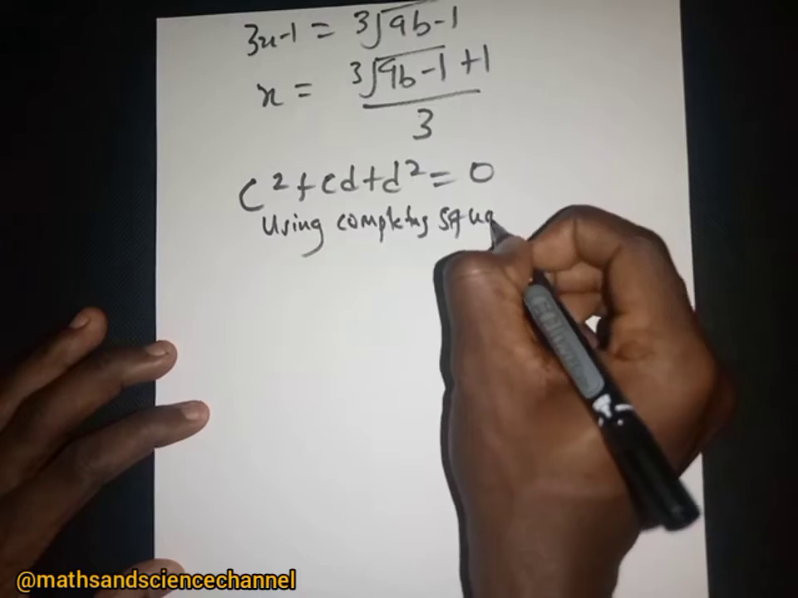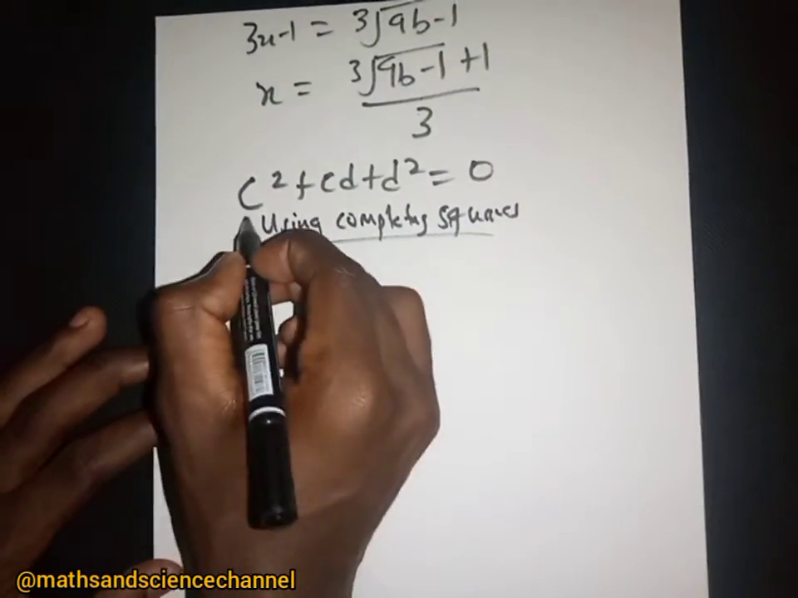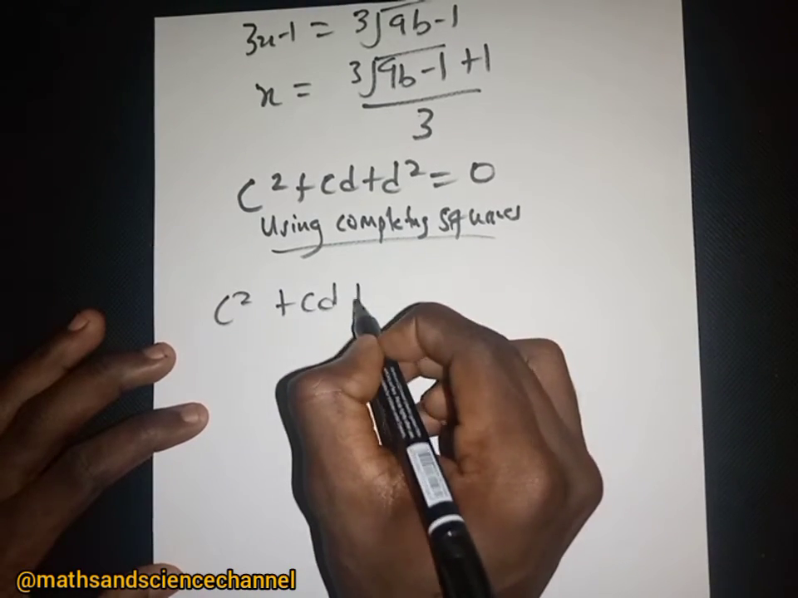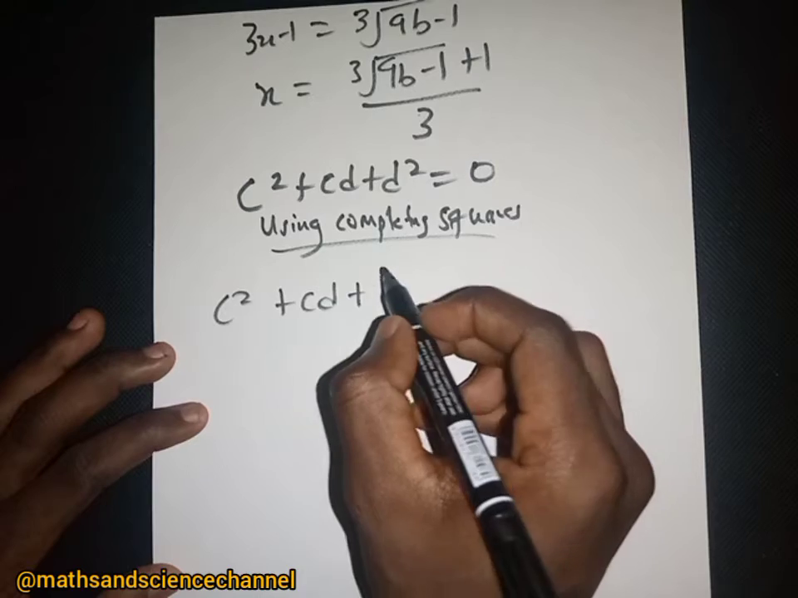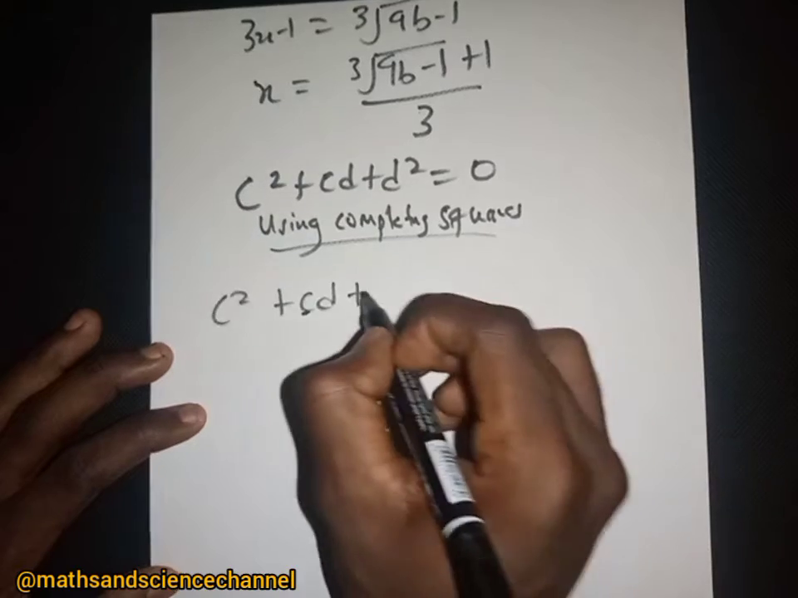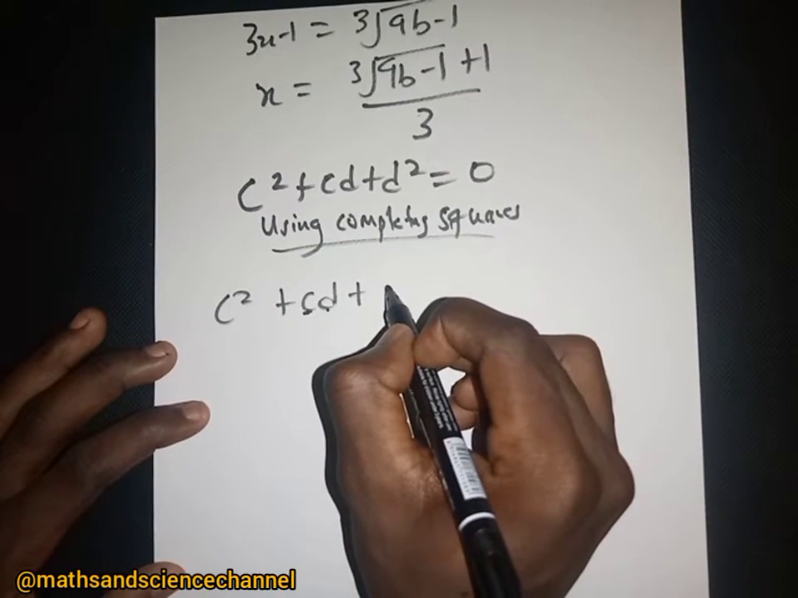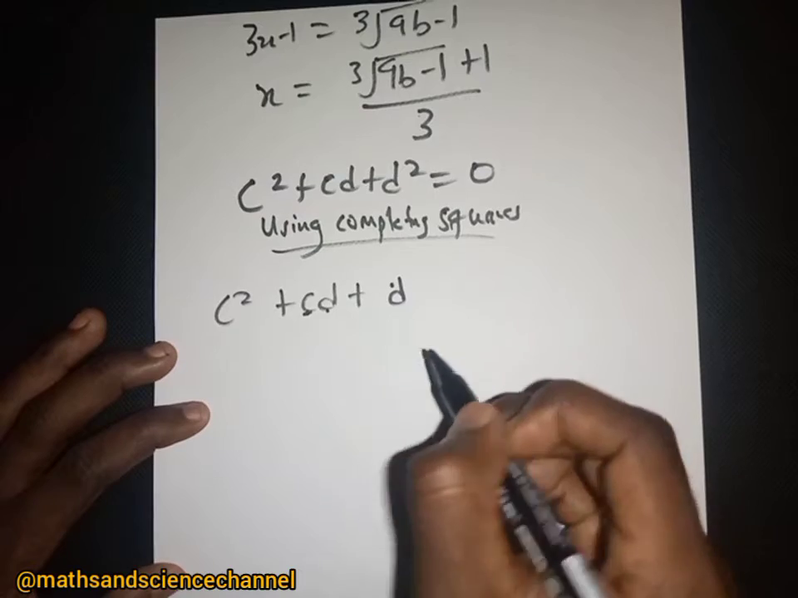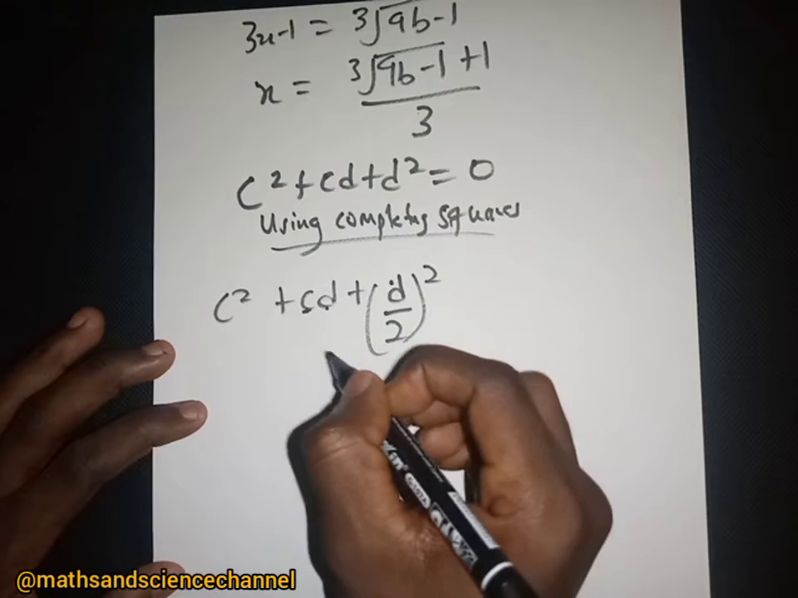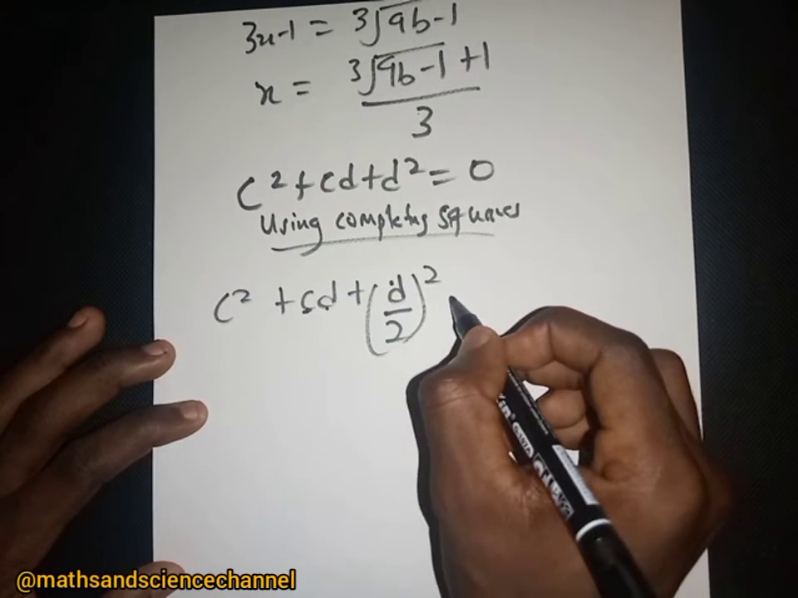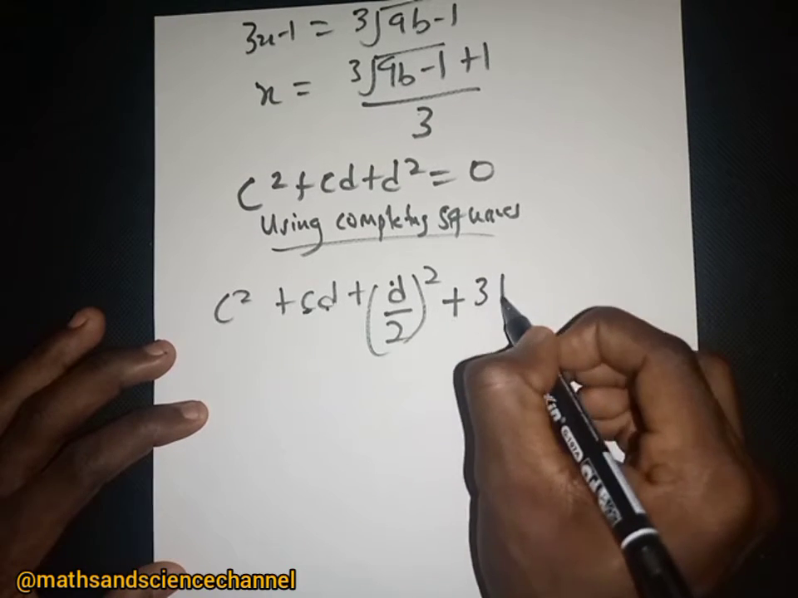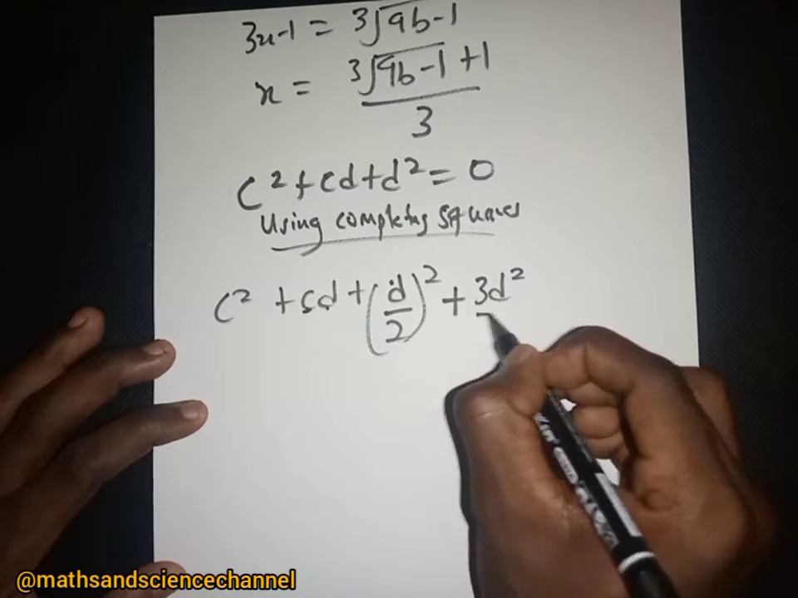So using completing of squares, let's do that. We have c squared here plus cd here, but remember we are looking for c. In completing of squares we have d here, and we square it, right? And this will be over here, we can have 3d squared being divided by 4.